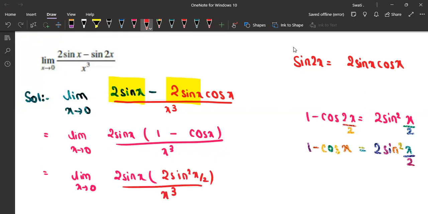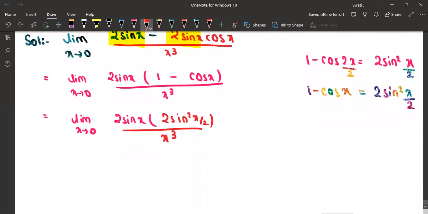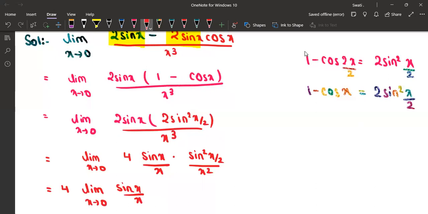Now we can simplify this further. So yes, I'll definitely multiply this 2 and 2. So limit x tends to 0, 2 times 2 is 4, sine x as it is, and then sine square x by 2. And then of course, I write down x cube as x and then here x square. Of course, we can do that, right? Now after this, I'm simply going to distribute the limit. This 4 will come outside, and limit x tends to 0 sine x by x, and the limit will get distributed. That is the property of limit.